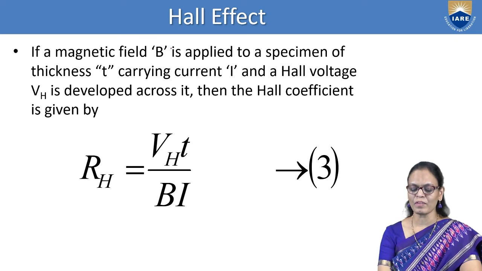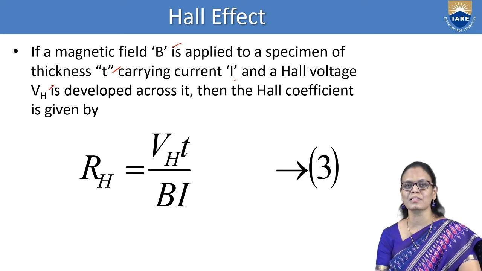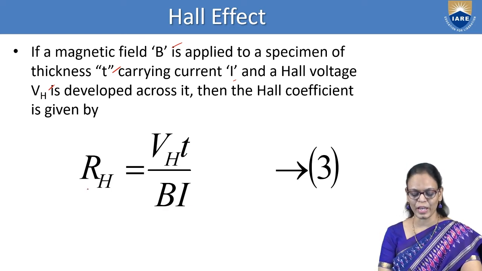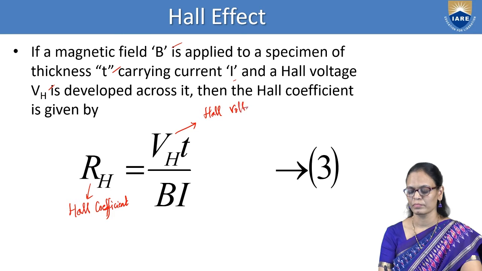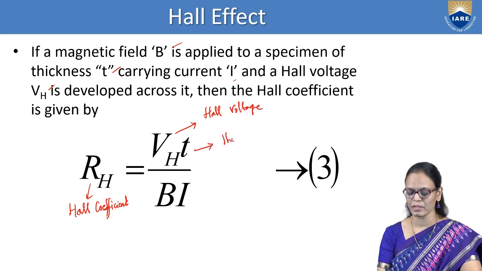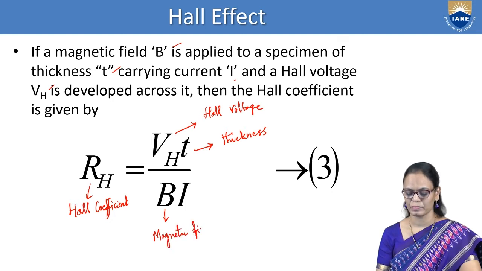Now, if you have a magnetic field B, and suppose the thickness of the specimen is T, which is carrying a current I and the Hall voltage VH, then we will slightly modify the expression as RH is equal to VH into T upon B into I, where RH is the Hall coefficient, VH is the Hall voltage, T is the thickness of the specimen or the given semiconductor, B is the magnetic field, and I is the current.